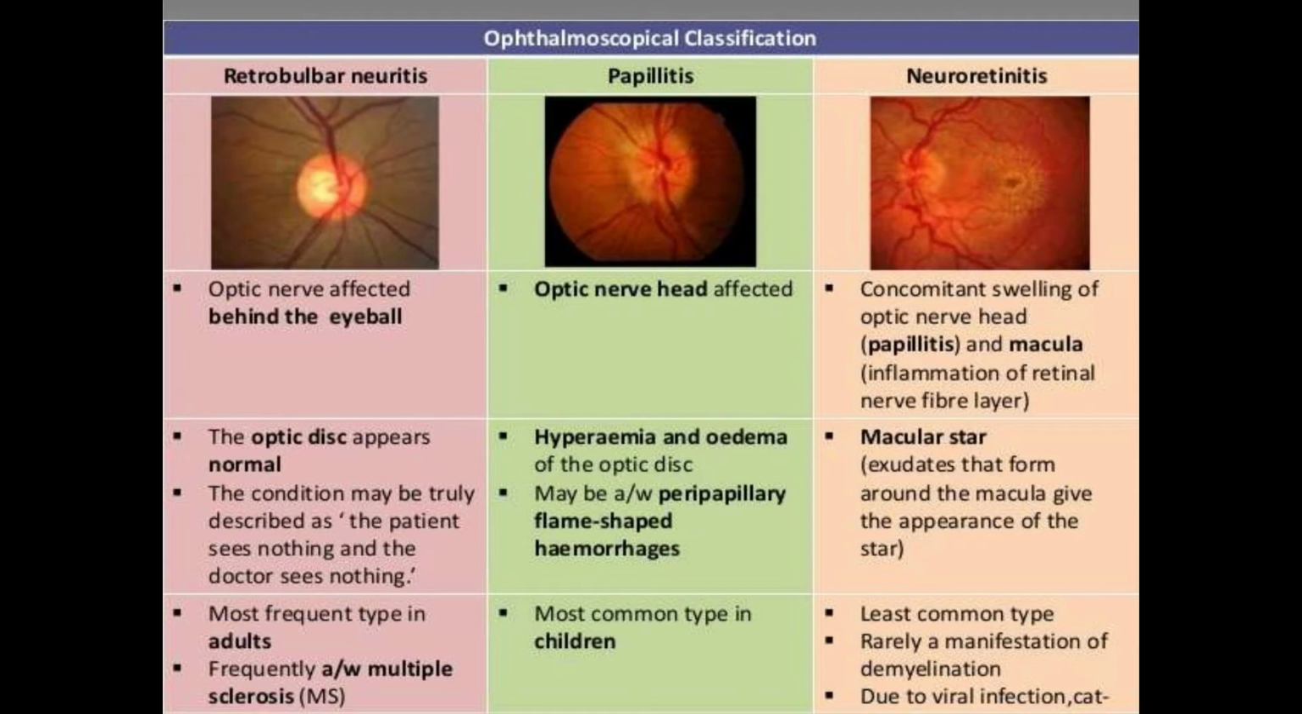So how do we classify according to the site? You can see clearly in this slide. This is the first slide, showing the first picture on your left side, that is showing retrobulbar neuritis. If you look at the optic disc, it appears absolutely normal, okay, because the optic nerve is affected behind the eyeball and the optic disc essentially is normal.